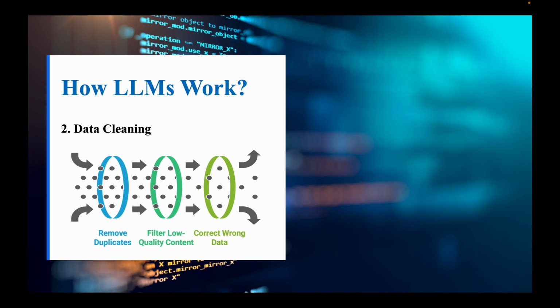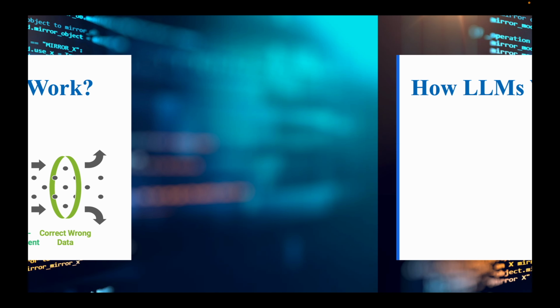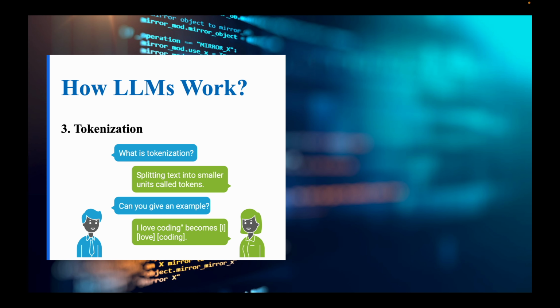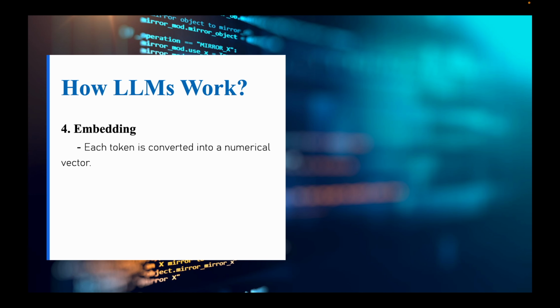The next step is data cleaning. Before training the model, there is a cleaning of data such as removing duplicates, low quality content, wrong data and so on. Another is tokenization. In this process, texts are split into smaller units called tokens. For example, "I love coding" will be split like "I", "love", "coding". The next step is embedding, which means each token is converted into a numerical vector.